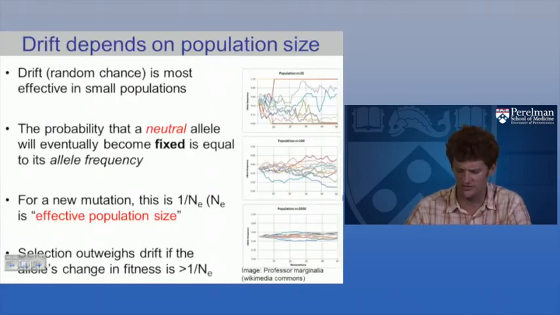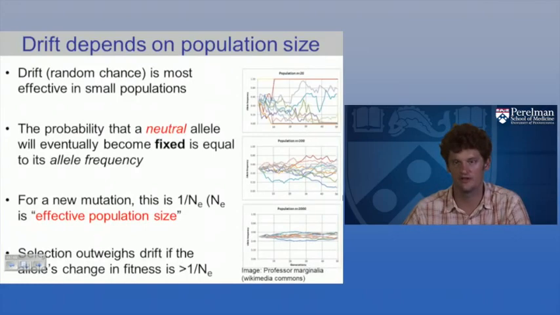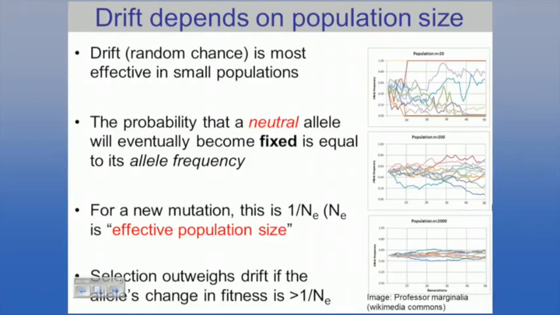As a demonstration of drift, one of the interesting features of drift is that it is a function of population size. These are just some simulations with a really small population. If you have 20 individuals, in a fairly small number of generations, you start with equal allele frequencies.